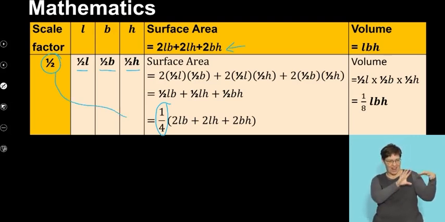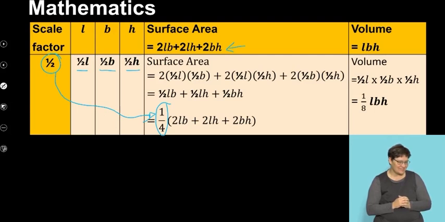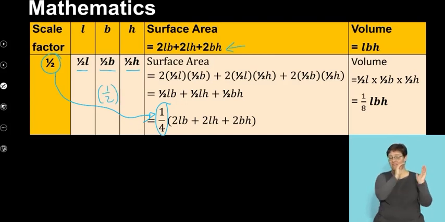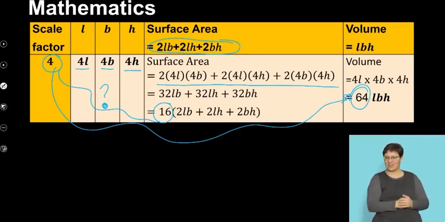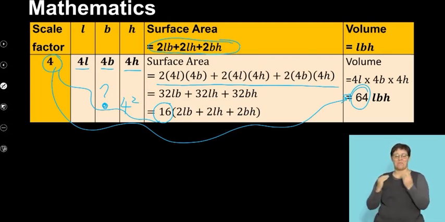Again, if I look at the lengths, what is the relationship between a half and a quarter? Well, it is a half squared. And if I look at my previous slide, I'm sure that everyone will agree that my surface area was affected by the scale factor being squared. So I'm hoping that everyone's starting to see a bit of a pattern, that the scale factor squared can be multiplied by the surface area to get the new surface area.